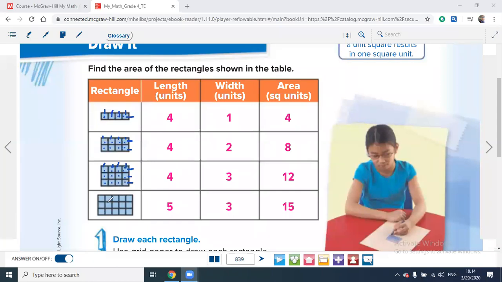The last model we have in the rectangles, what about the length? Count from outside. 1, 2, 3, 4, 5. As you see, the width, 1, 2, 3. To find the area, you can count from inside. As you see here, area, 1, 2, 3, 4, 5, 6, 7, 8, 9, 10, 11, 12, 13, 14, 15.